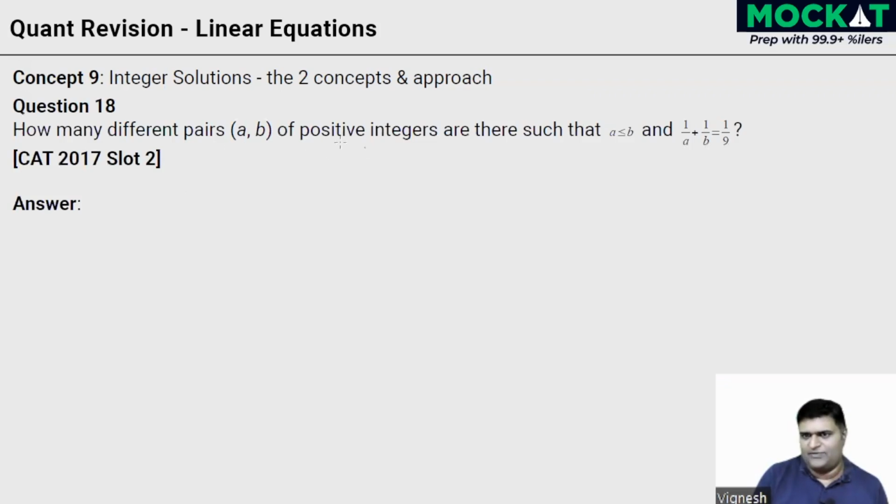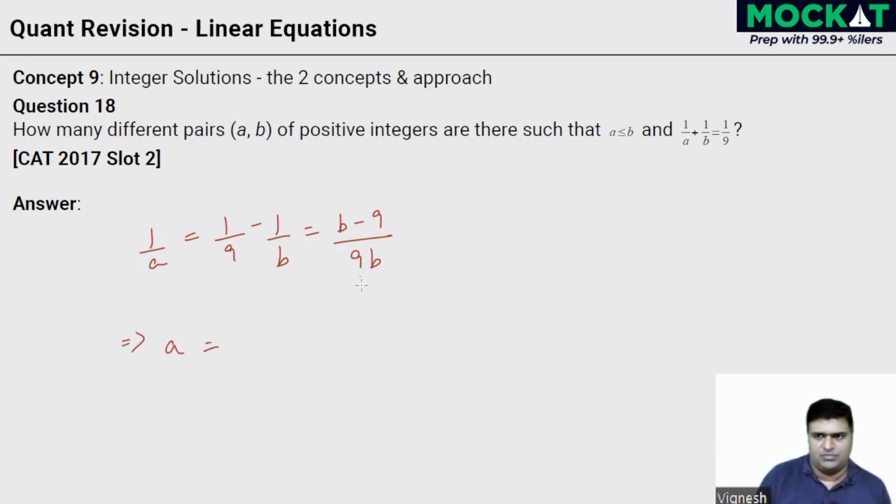How many different pairs A comma B of positive integers are such that A is less than or equal to B and 1 by A plus 1 by B equals 1 by 9, right? So 1 by A plus 1 by B equals 1 by 9. So 1 by A equals 1 by 9 minus 1 by B, which is going to be equal to, take the LCM, B minus 9 divided by 9B. If 1 by A is equal to this, then A equals the reciprocal, 9B divided by B minus 9.